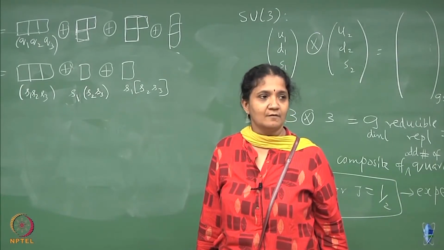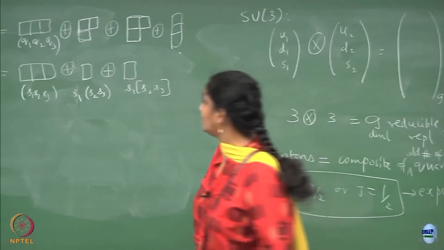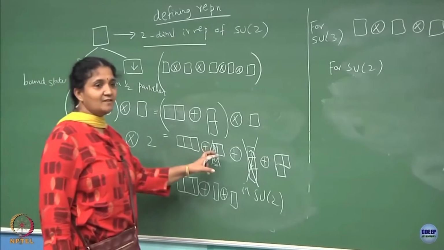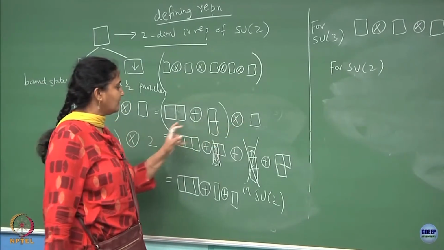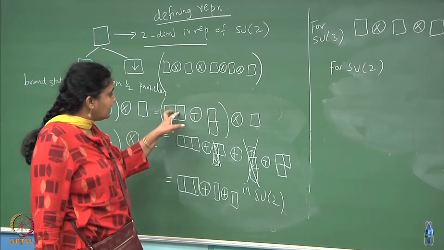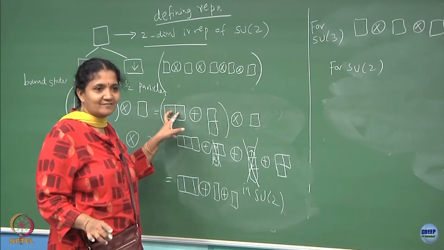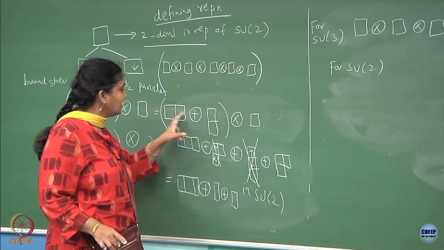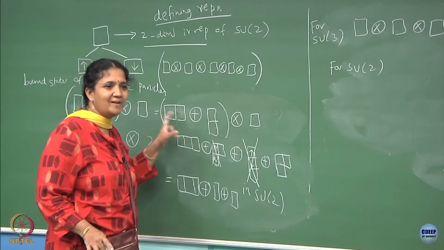Yes. Both will be? No, if you see here, when I compose this with this, these 2 boxes are symmetric. When I compose this with this, you see that these 2 boxes are symmetric. You can call S1 and S2 symmetric.